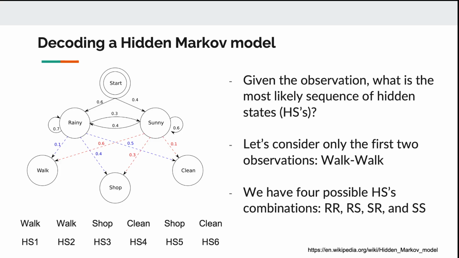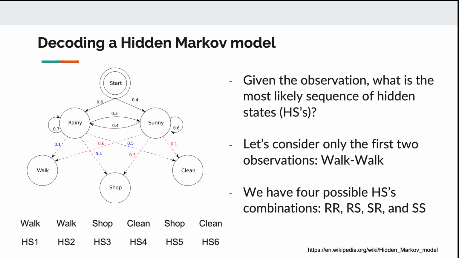So how can we decode, or how can we predict the state from such a model? The idea is we are given the observation, in this case walk, shop, clean. What is the most likely sequence of the hidden state, like rainy or sunny, for these 6 consecutive days in South Korea? So let's consider a small example. We are not going to do the entire 6 time point decoding. We're just going to consider the first 2 time points, the first 2 observations, walking and walking.